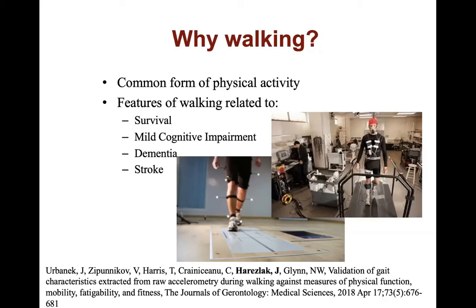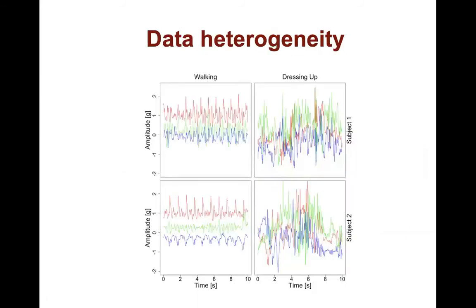Also, in the past, features extracted from walking were associated with, for example, survival, or with mild cognitive impairment, which is an early stage of Alzheimer's disease, stroke, and other conditions. We used some features extracted from walking data, and we associated them with different measures of fitness, fatigability, mobility, and so on. This is an article here that we published a few years back.